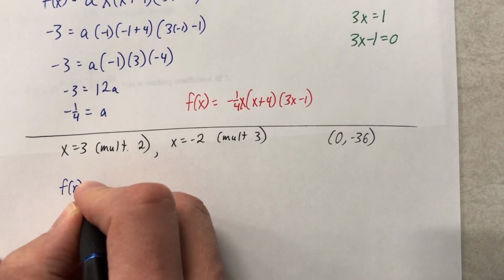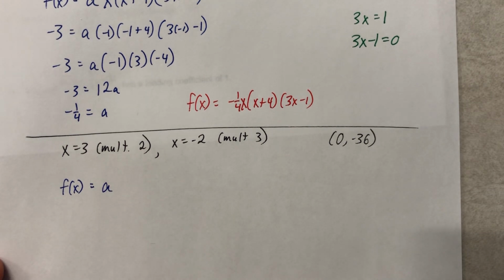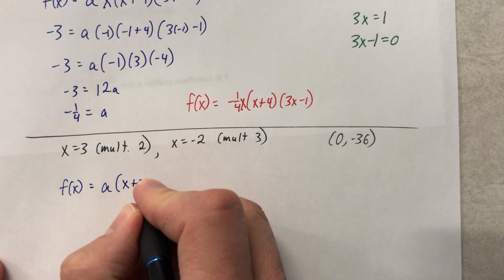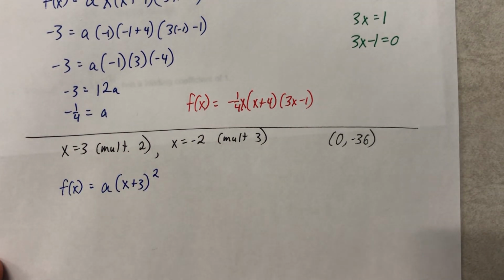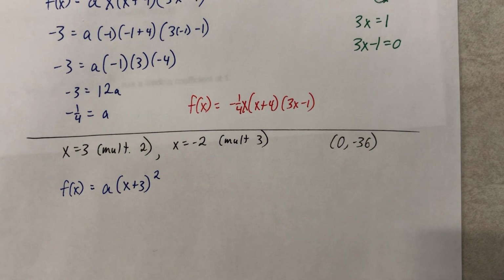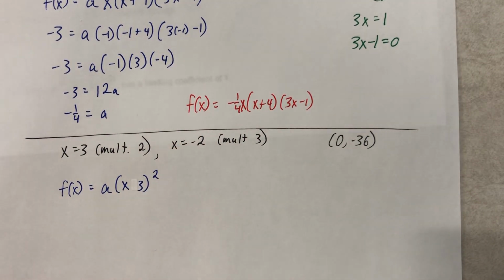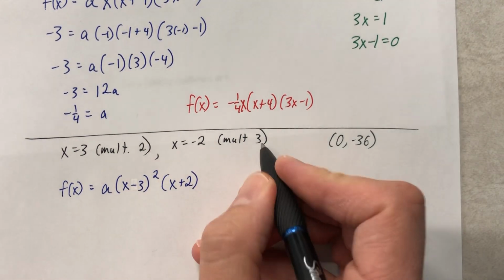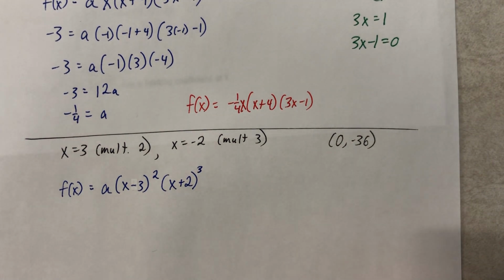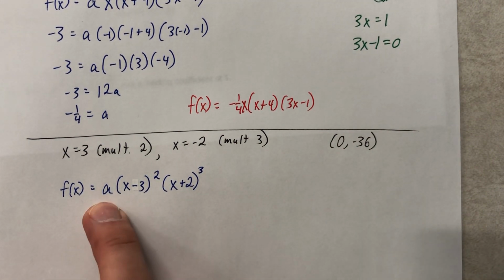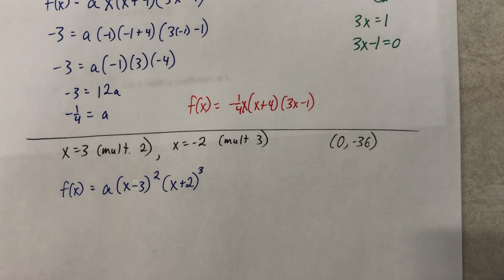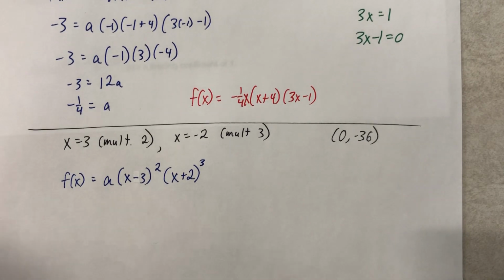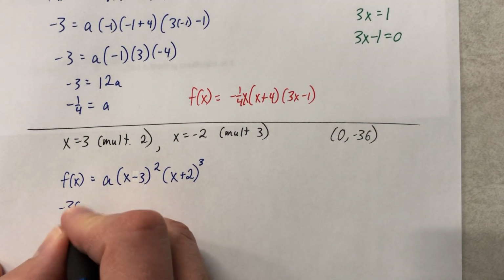F of x equals, I have no idea what comes in the front, x plus 3, but it's squared. Oops, I accidentally lied. X minus 3, but it's still squared. Sorry. And then x plus 2, but it's cubed. And we're going to use that to figure out that. I'll pause here, make sure we're good. Are we good? Well, you can't respond. It's a video, so let's keep moving.